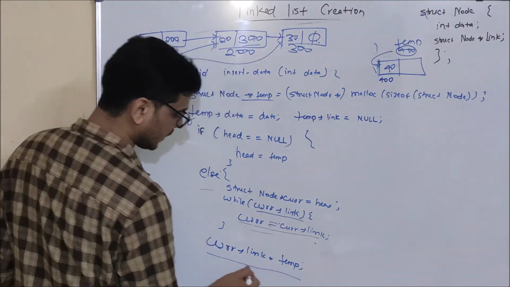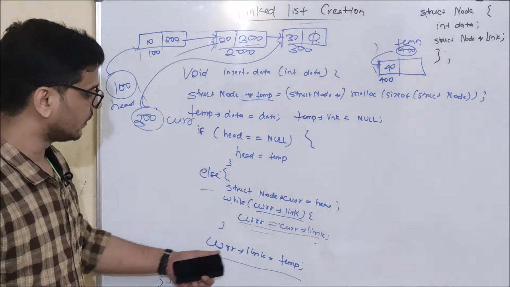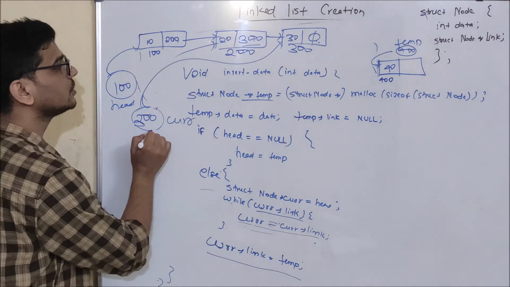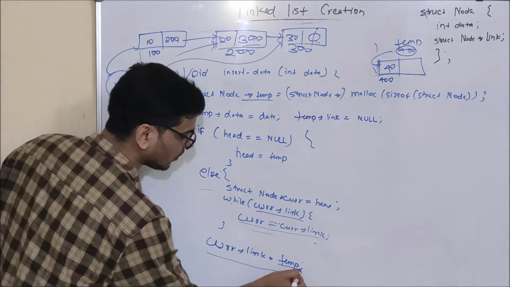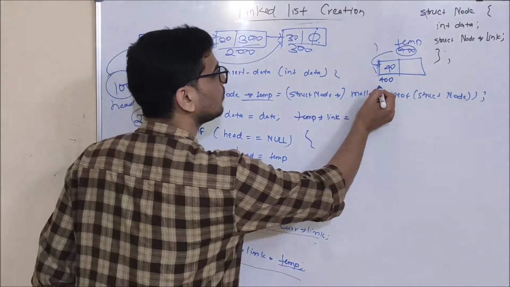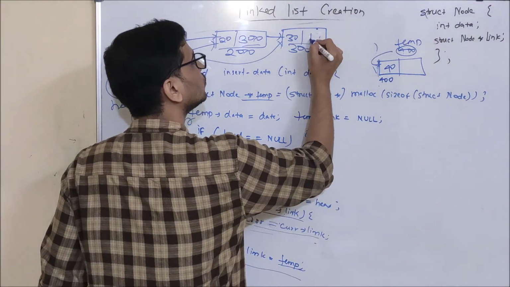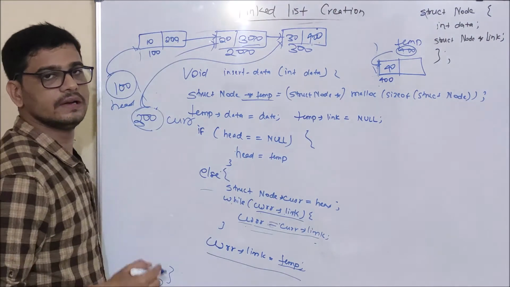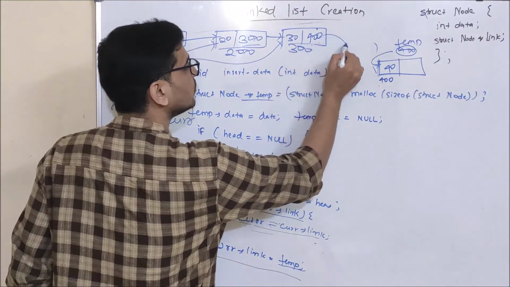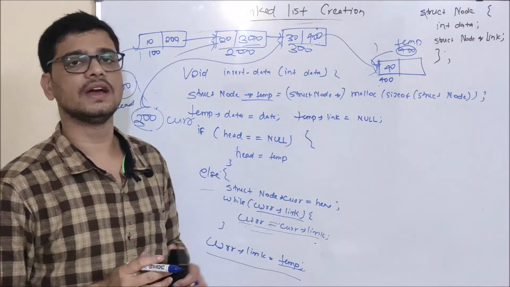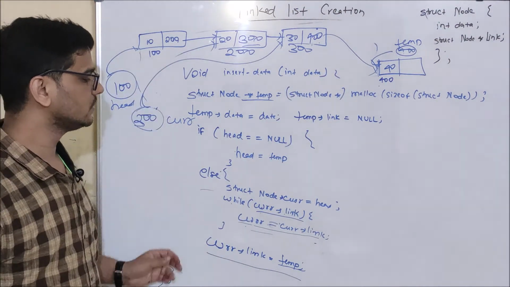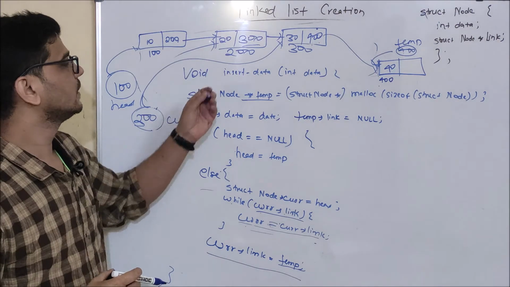Control will come to this line. And I am going to update current.link. And current is 300 now. Its link part is null. And here I am updating temp. And what is temp? Temp is 400. So here I will update 400, which means this node will start to point to last node, that is this node which we have created. So friends, this is our program for linked list creation.